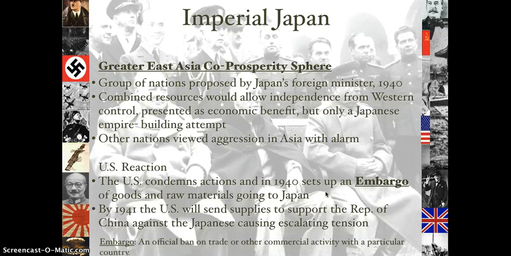So additionally, after all that, they decided to pass what's called the Greater East Asian Co-Prosperity Sphere. That's a big name, but essentially they said, Asians, we should stick together and trade and work together. But essentially what they meant is, everybody, you should be our little brothers, and you should work with us. And the United States and other nations condemned this, and for the first time, the United States, which hadn't taken a lot of action up until that point, set up an embargo against the goods and the raw materials that Japan needed to continue its war effort, and eventually it will send supplies to the Republic of China to help fight the Japanese.